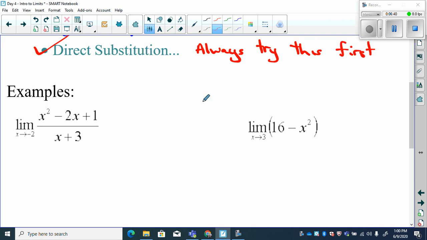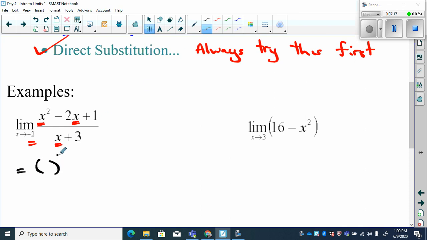Try direct substitution. In the case of this limit, the limit as x approaches negative 2 of x squared minus 2x plus 1 over x plus 3, which is a function we will explore later on, called a rational function. We will explore rational functions in greater detail after we get through limits and derivatives. Curve sketching is an application of derivatives, so we will do that later on. But what I want to do to find the limit as x approaches negative 2 is simply plug in negative 2 everywhere I see an x.